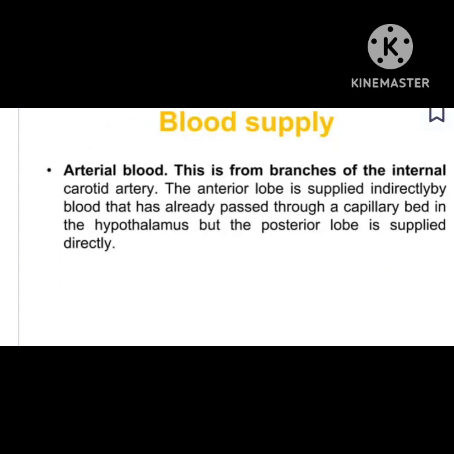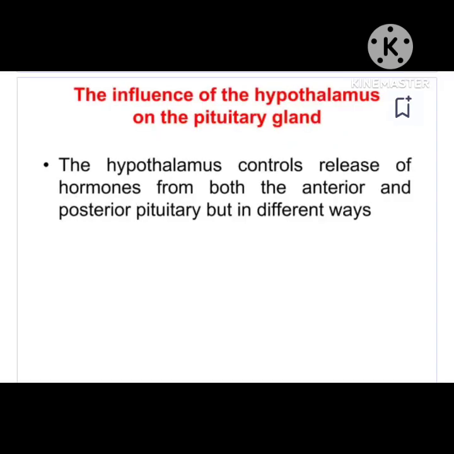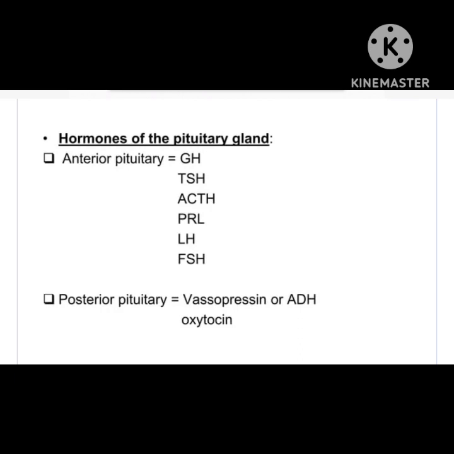Now the next is blood supply. Arterial blood comes from branches of the internal carotid artery. The anterior lobe is supplied indirectly by blood that has already passed through a capillary bed in the hypothalamus, but the posterior lobe is supplied directly. Next is the influence of the hypothalamus on the pituitary gland. The hypothalamus controls release of hormones from the anterior and posterior pituitary, but in different ways. Here are the hormones of the pituitary gland.